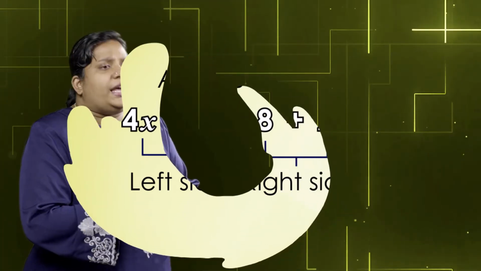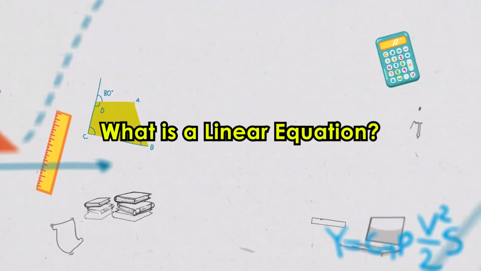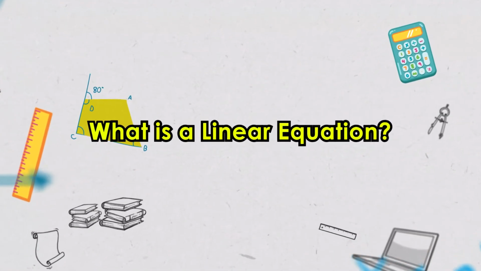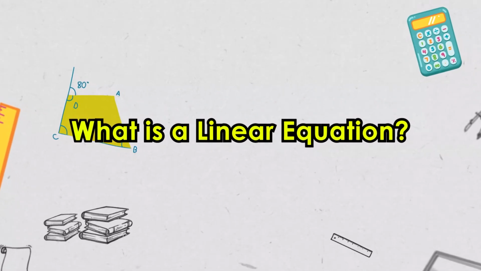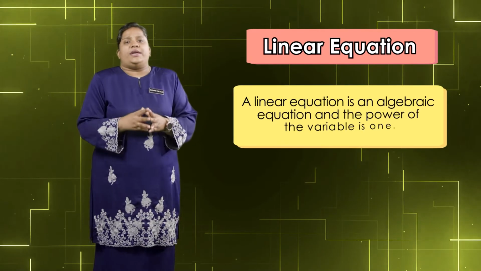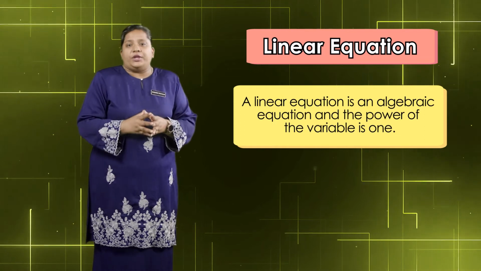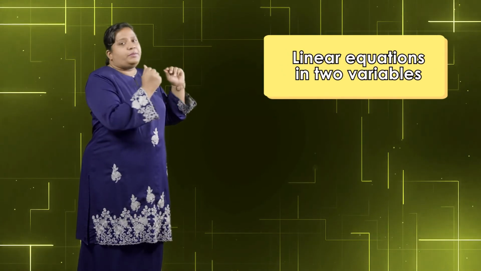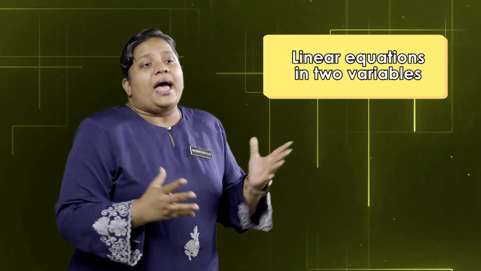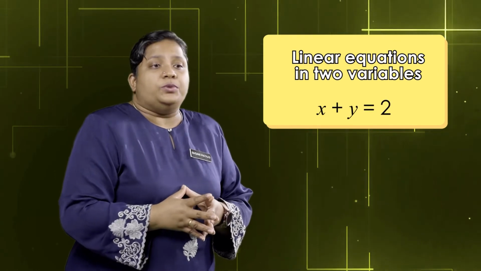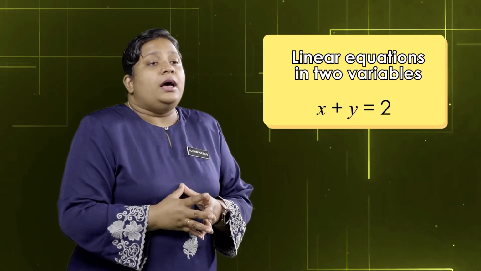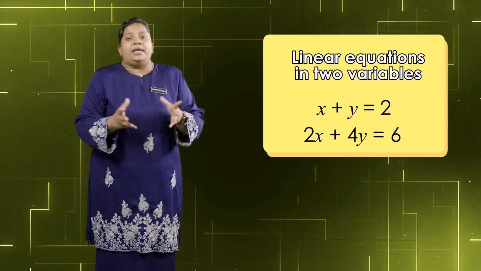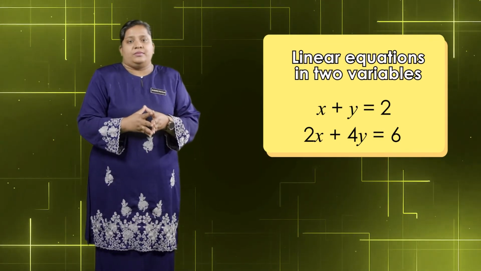So, what is actually meant by a linear equation? A linear equation is an algebraic equation in which the power of the variable is 1. These are examples of linear equations in two variables: x plus y equals 2 and 2x plus 4y equals 6.